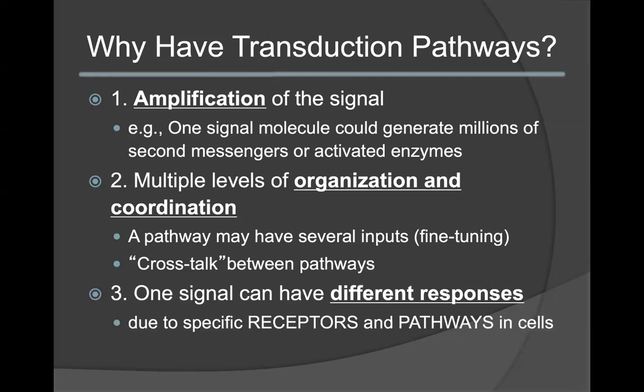Another important use for transduction pathways is to allow for different responses. This is important because one signal molecule can cause different responses in different tissue types and different cell types. This is because there are going to be specific receptors that are going to be either present in certain tissues or present at certain times. And there's also going to be specific pathways within the cell to cause a unique response.